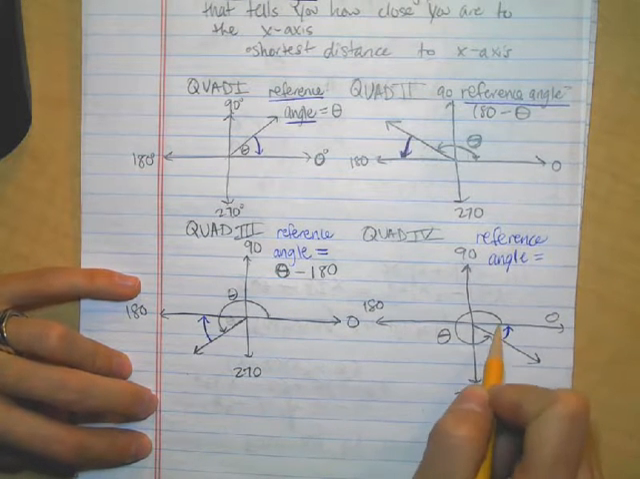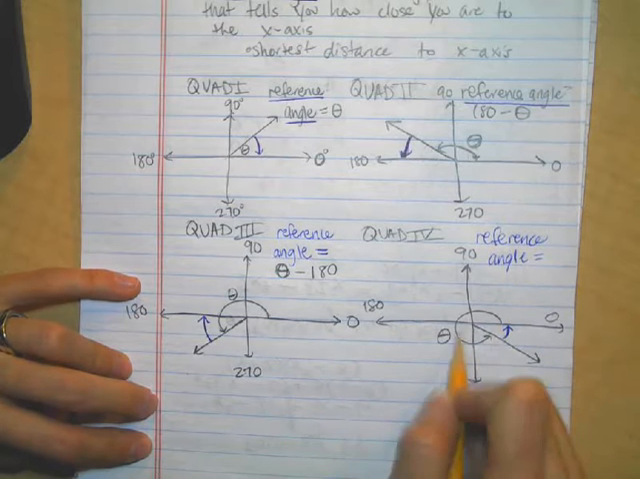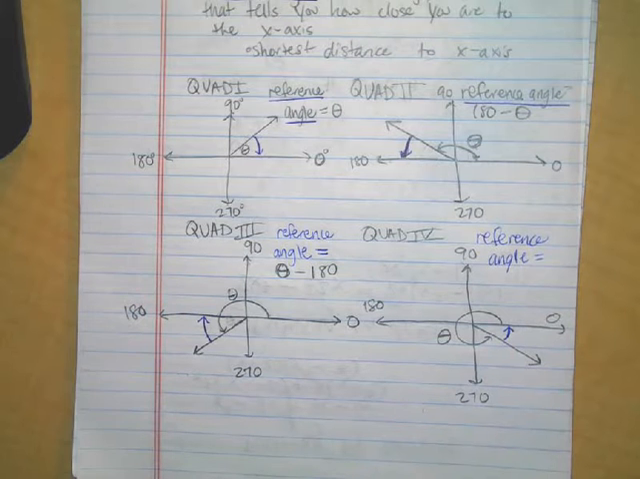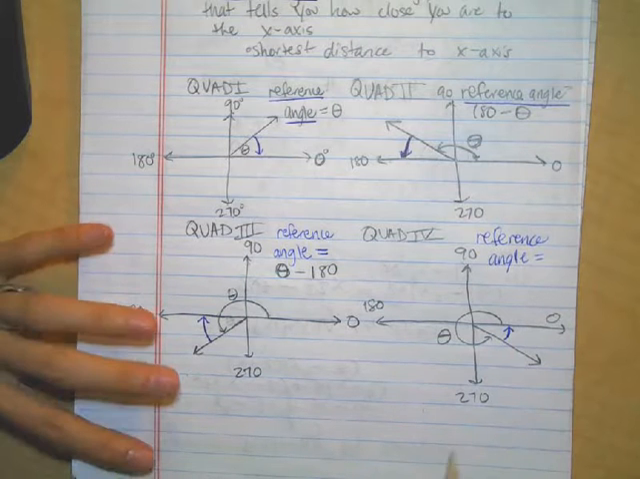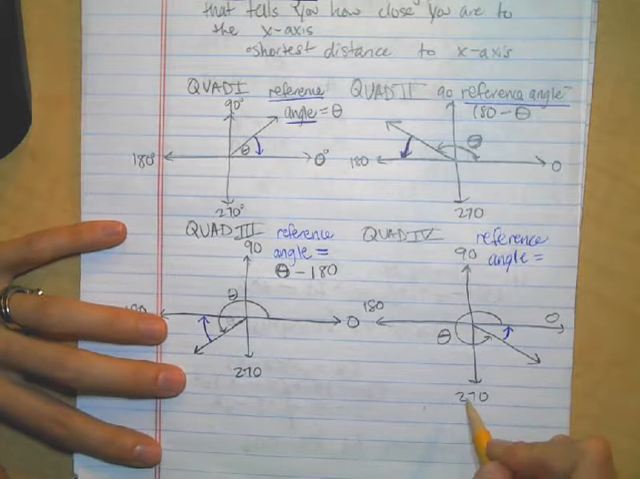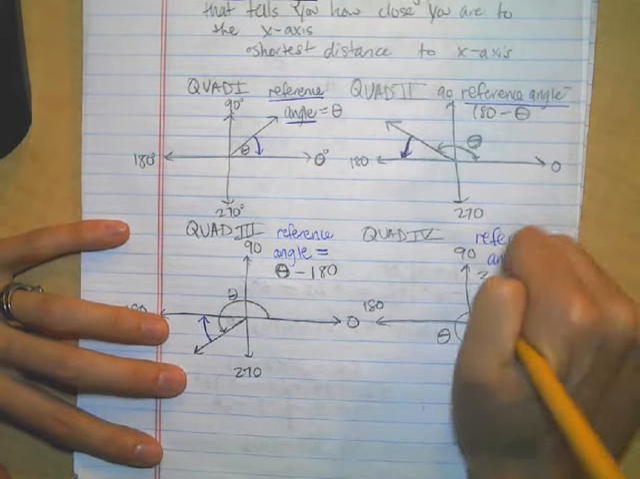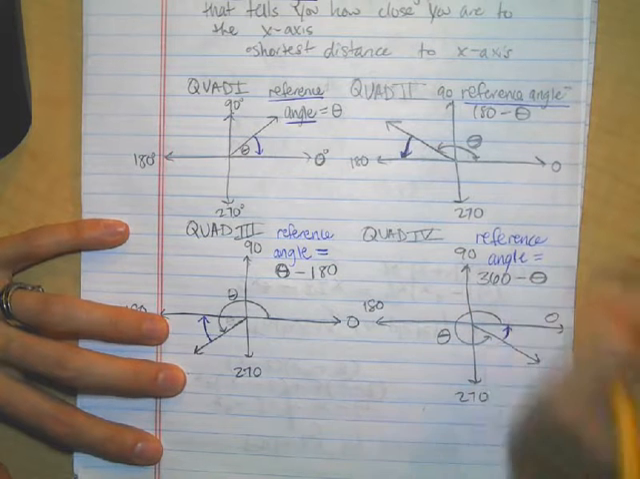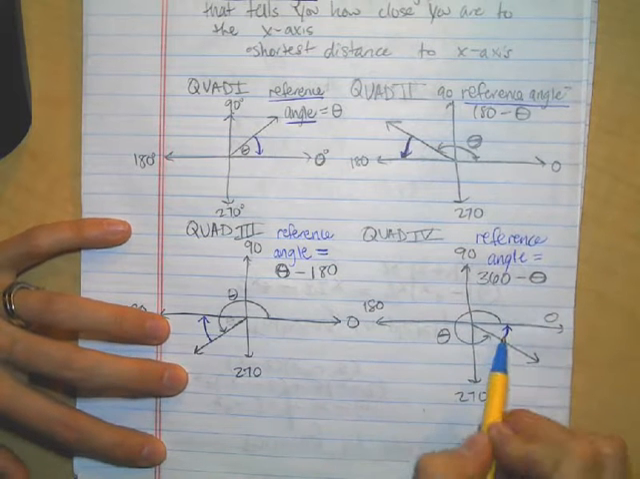Okay, so now what do they create? The whole thing. They create a whole circle, which is 360, right? So if we took the whole circle and we subtracted what, how do we get the blue one? From theta. Okay, so we take the whole circle, 360, and we subtract theta, and we get the little blue angle.